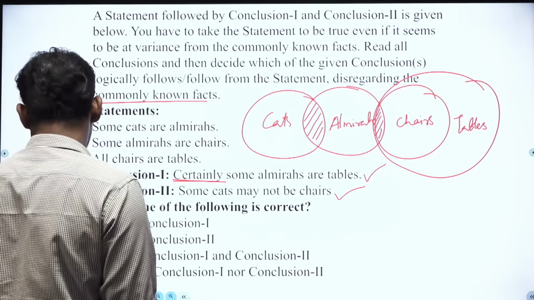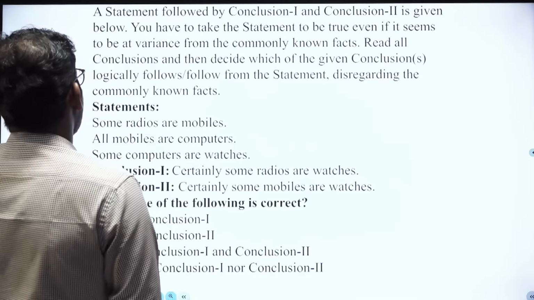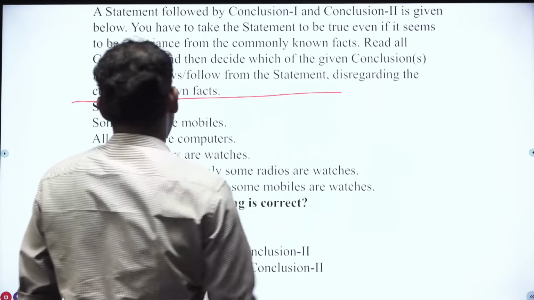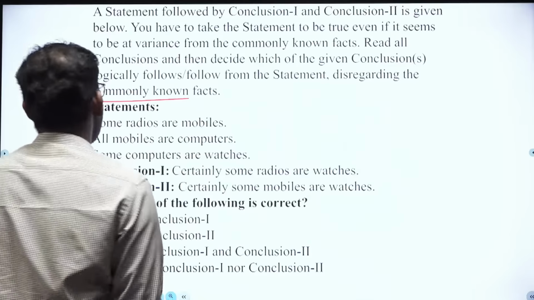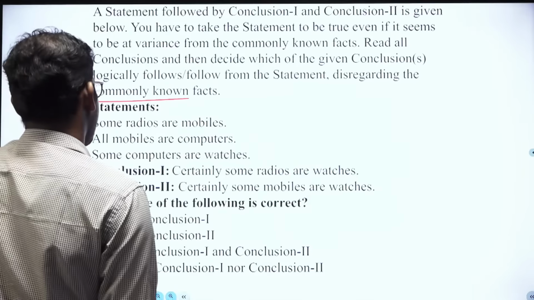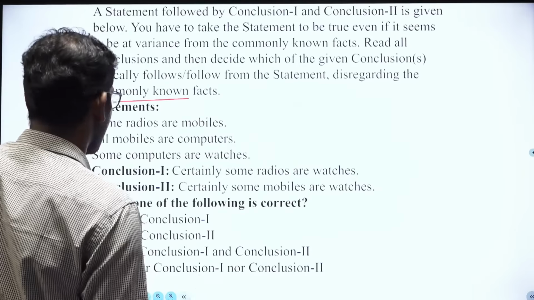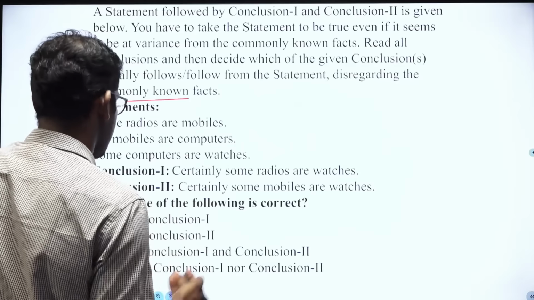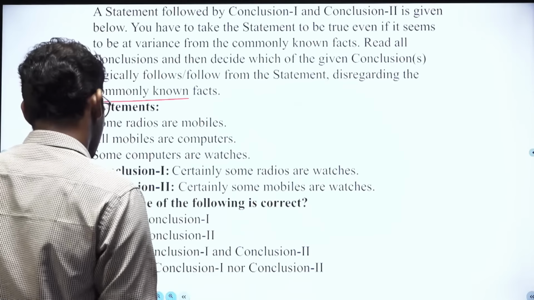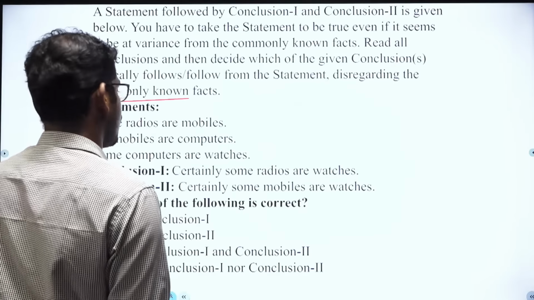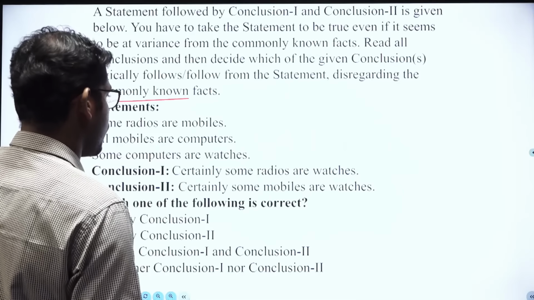Moving to next question. Similarly, leave the long story behind. First statement, some radios are mobiles. Second one, all mobiles are computers. The next, some computers are watches. Conclusion one, certainly some radios are watches. Conclusion two, certainly some mobiles are watches.